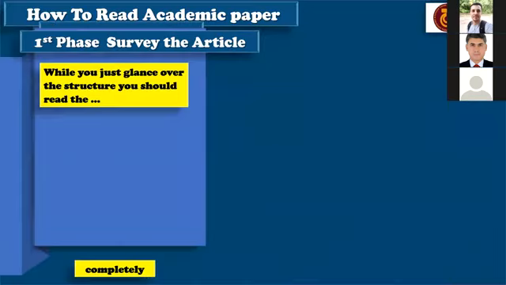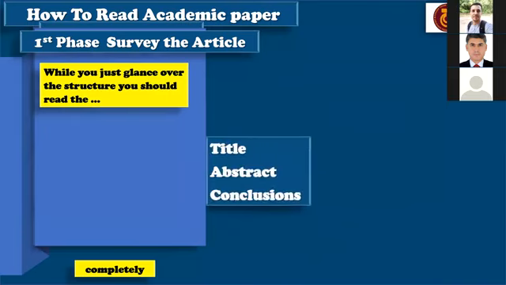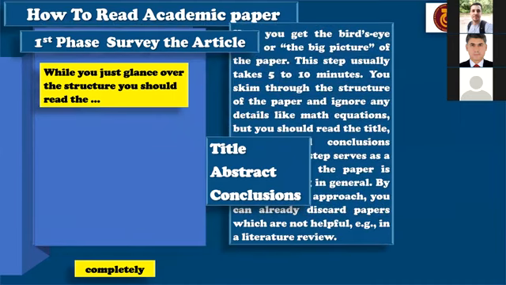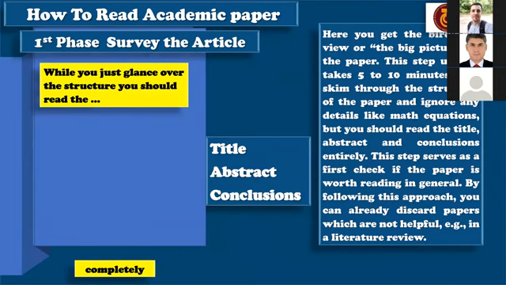I classify the steps to read any academic article into 3 phases. The first phase is to survey the article. You just glance over the structure, but you should read the title, abstract, and conclusion completely. By this way, you get a bird's eye view, the big picture of the paper.